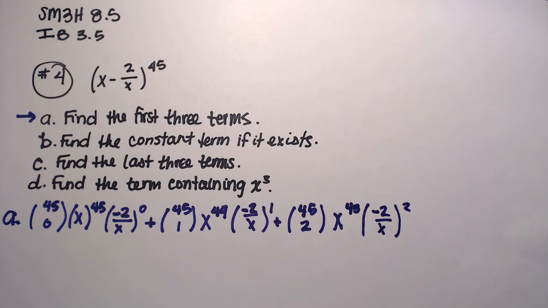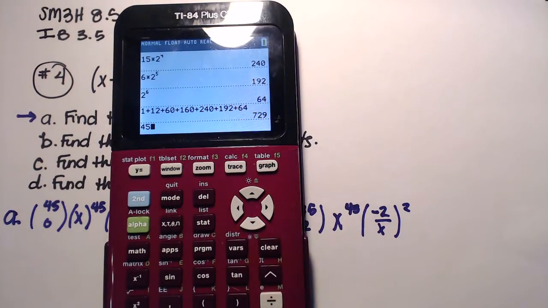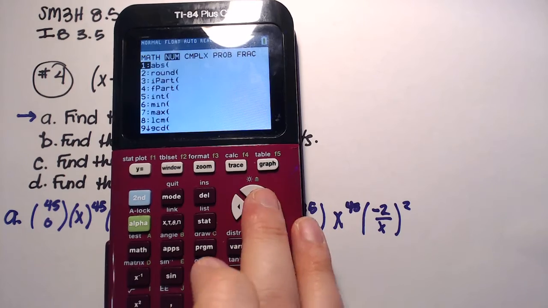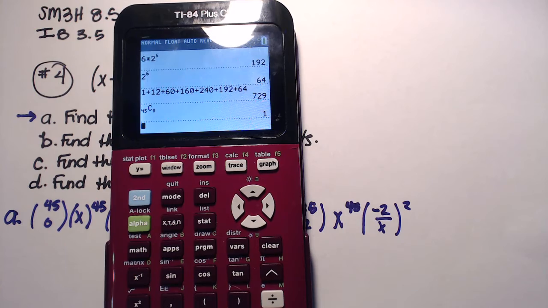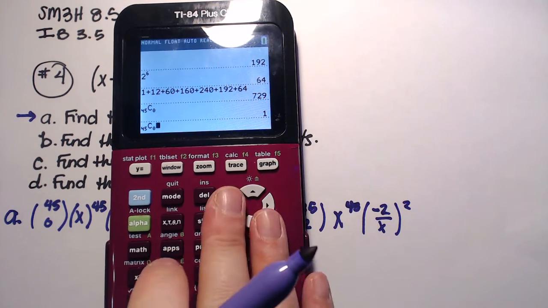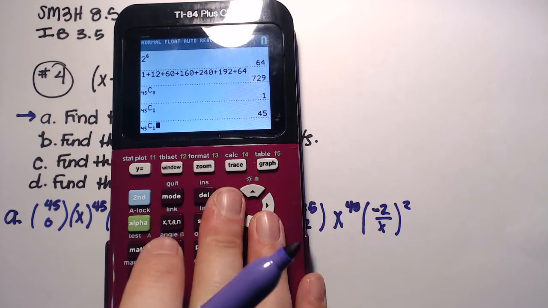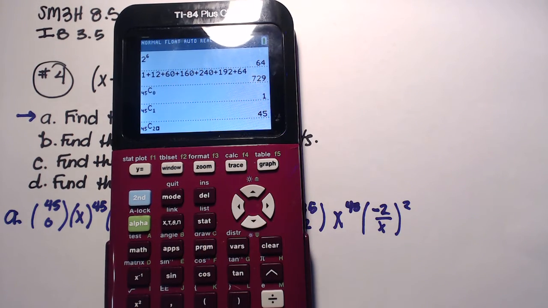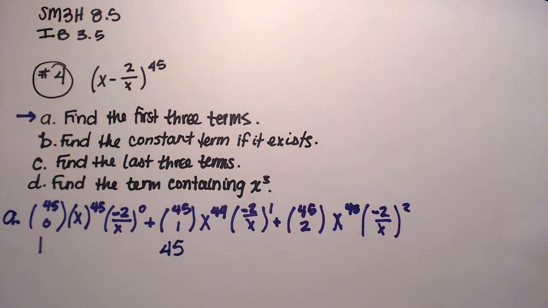Then we're going to run through what those are. So I need 45, math, go over to probabilities, nCr, and it was 0. That's going to be 1. When I do 45, it's 1, and when it's a 2. That way I can have all my values for those. That increased quite quickly. So I get a 1 here, a 45 here, and a 990 here.